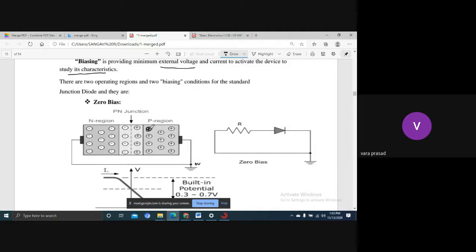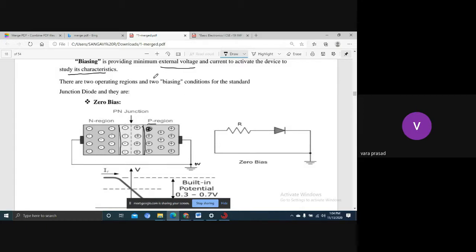Positive charges. The P region always consists of positive charges. In the name itself, P means positive charge, and the N region is negative charge. Here it is called a depletion region. This we can call a depletion region. This is the junction. This construction is very important.